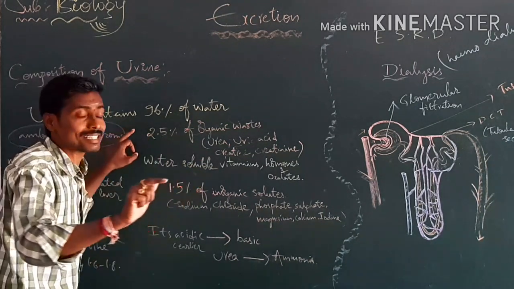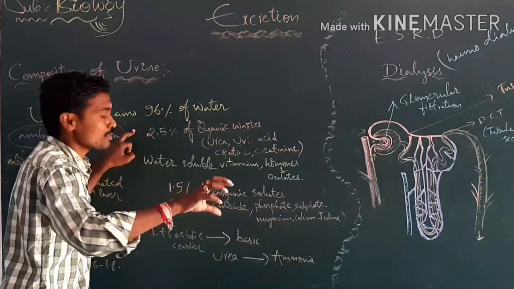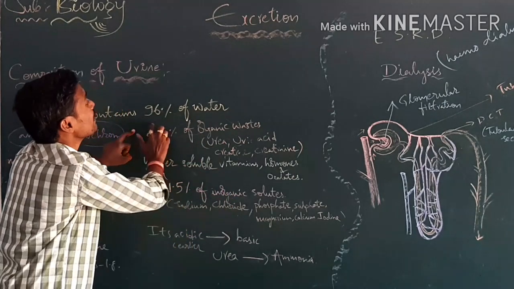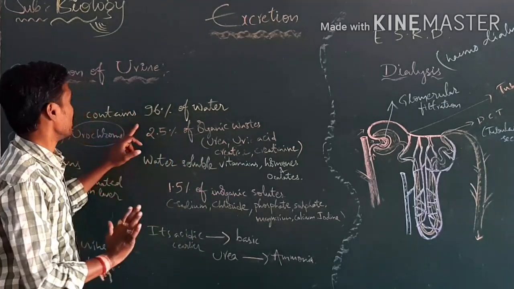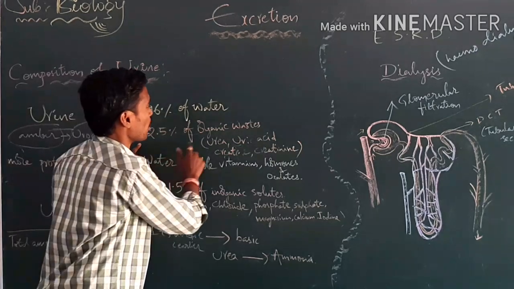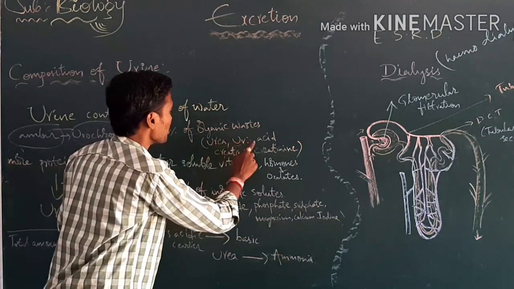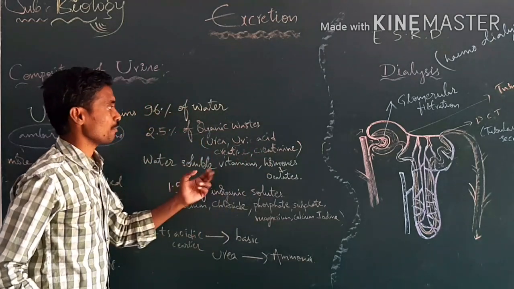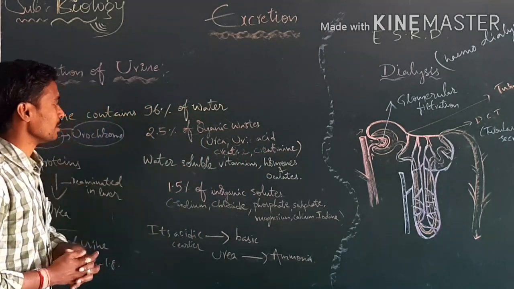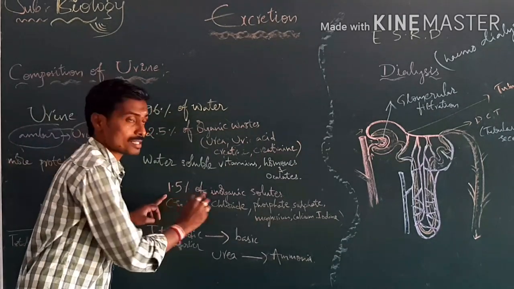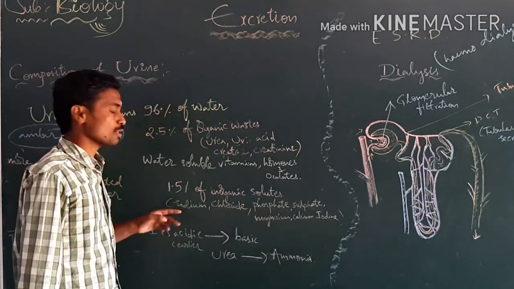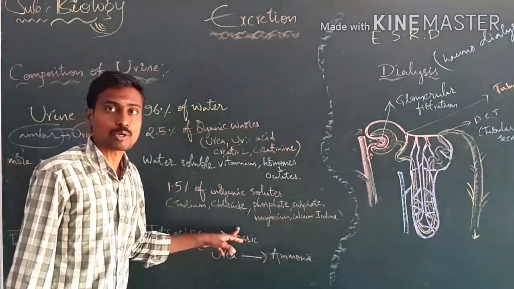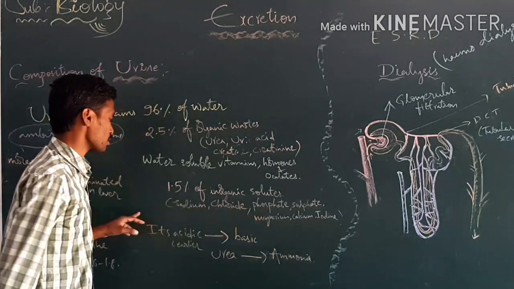So now we are going to discuss the components, the composition of urine. Let us see the components of urine. 96% is water. 2.5% is organic wastes, that is urea, uric acid, creatinine, and water soluble vitamins, hormones, and some oxalates also present. Some 1.5% inorganic solutes are present: sodium, chloride, phosphate, sulfite, magnesium, calcium, iodine. These kinds of inorganic solutes are also present.